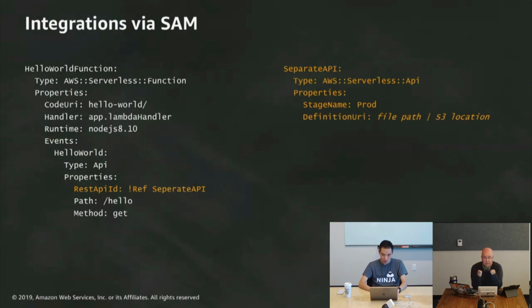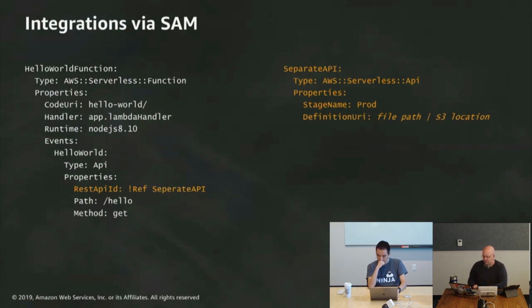Again, this is one of these AWS serverless resources. And under properties, all I have to pass are a stage name and a definition URI. That definition URI can be a link to a file, like a file path, or it can be an S3 location. The second thing we need to do is under the properties, we're going to add a REST API ID because we still need that event to happen. We still want that event to trigger the function. So we keep this event, but we add an API ID so it knows, okay, use this API.